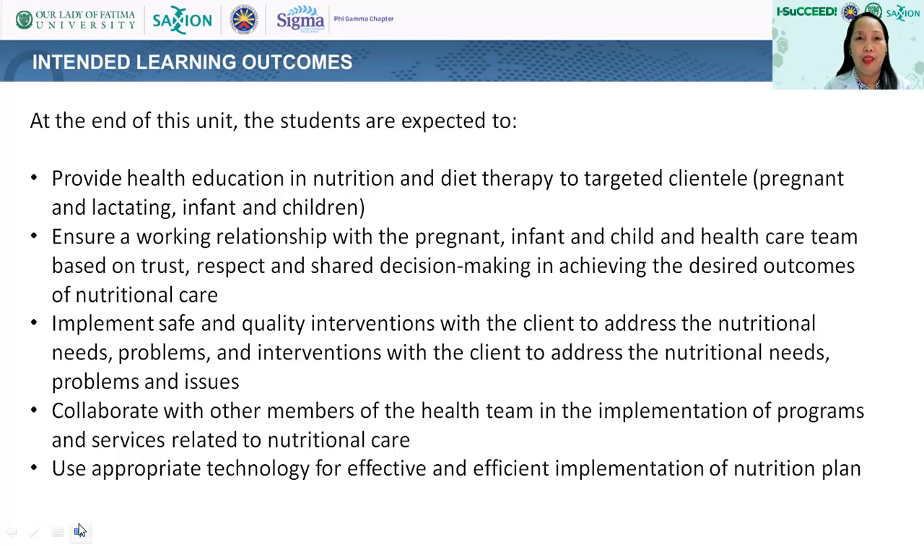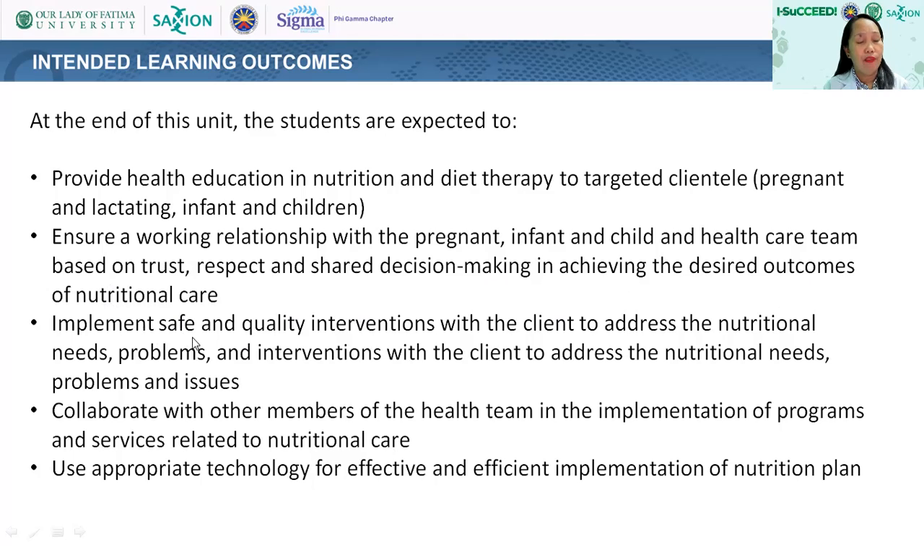For the unit intended learning outcomes, at the end of this unit, the students are expected to provide health education in nutrition and diet therapy to targeted clientele. In this unit, particularly the pregnant and lactating women, infants, and children. To ensure a working relationship with the pregnant woman, infant, and child, and healthcare team based on trust, respect, and shared decision-making in achieving the desired outcomes of nutritional care.